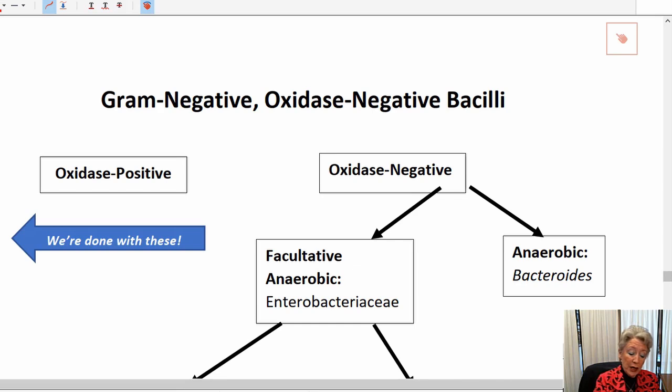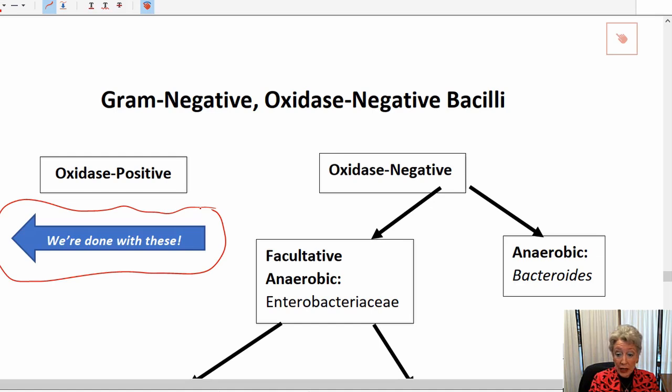Remember that we are now done with all of the oxidase positive gram negative bacilli. Making progress, pat yourself on the back. And now we're ready for the only remaining groups of the standard garden variety bacteria, which would all be oxidase negative, which remember means that they do not have cytochrome C oxidase.